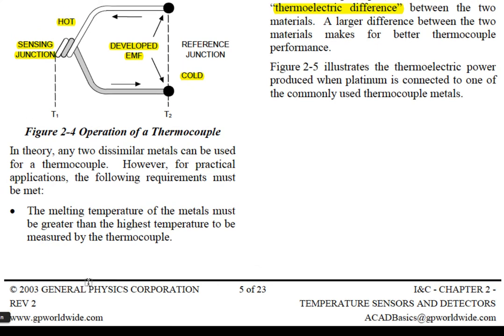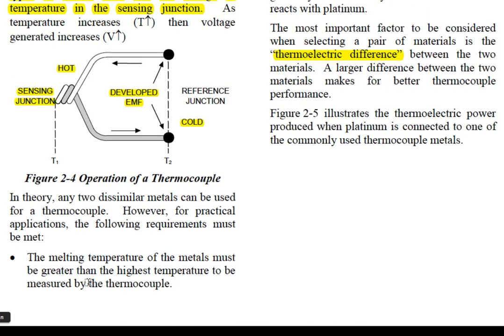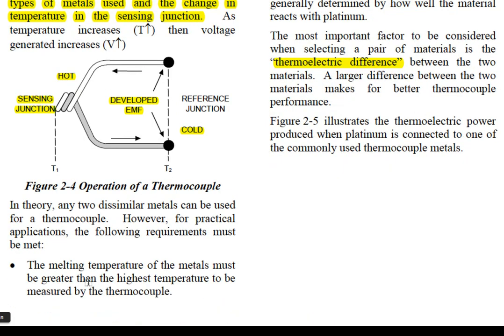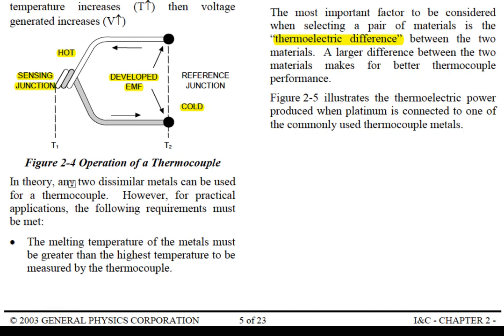All right, now I want you to look at this. There are different types of metals that are used for the thermocouple. There it is on the other side. But before we move over to there, it talks about how two dissimilar metals can be used for a thermocouple. However, here are some of the following requirements that must be met. Number one requirement, let's go ahead and highlight these bullets.